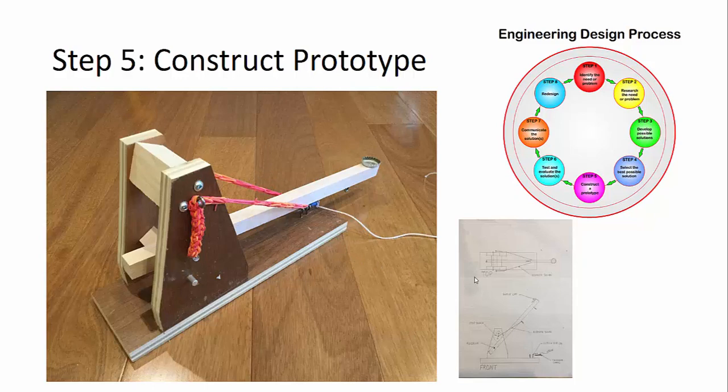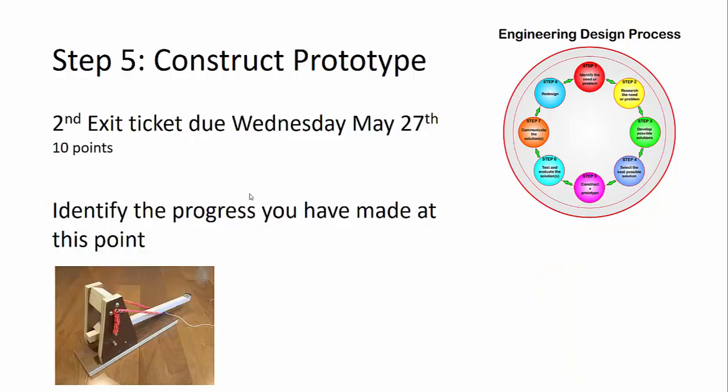So best you can, working off your sketch, you're making your prototype. Again, this could be wildly different depending on what you decide to launch. All right, so your prototype, you can start working on it this week. This isn't due till the end of the next week. There's an exit ticket that'll be due next Wednesday, the 27th, 10 points. Just going to identify the progress you've made at that point. You might be done at that point, but it's just an attendance check and a 10-point formative kind of benchmark.